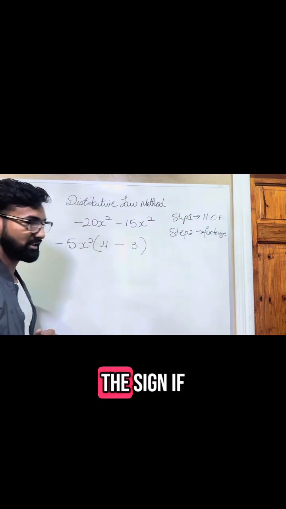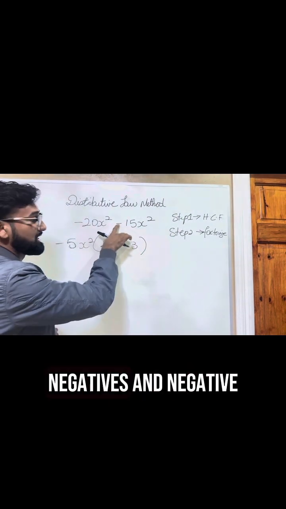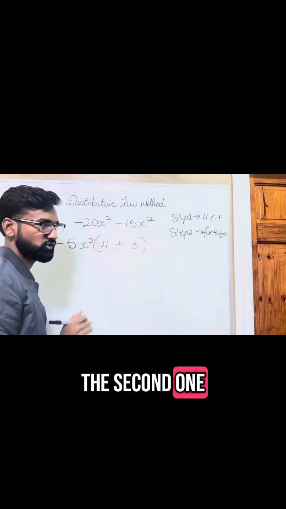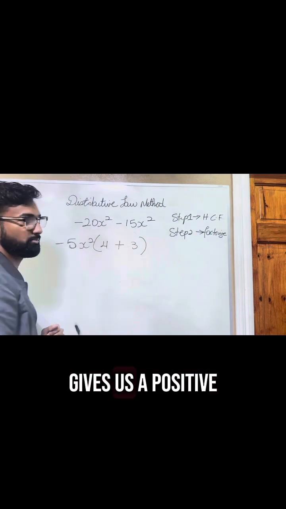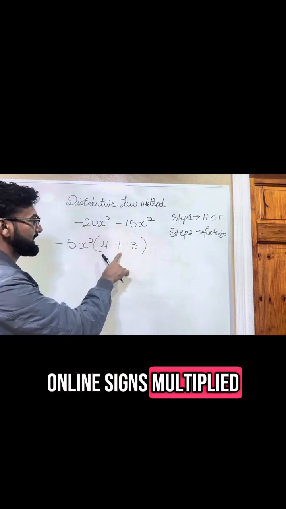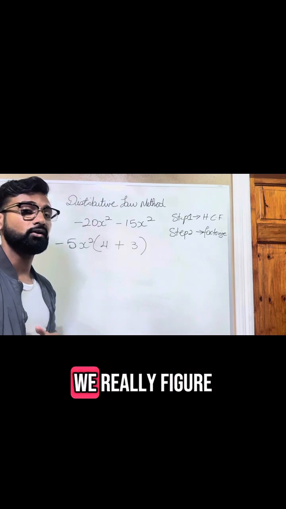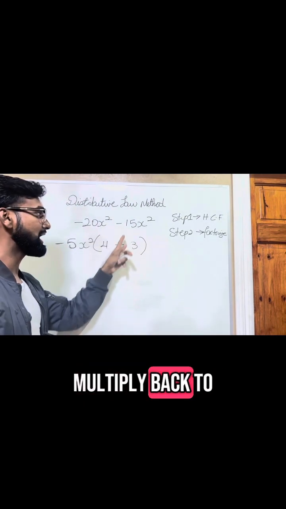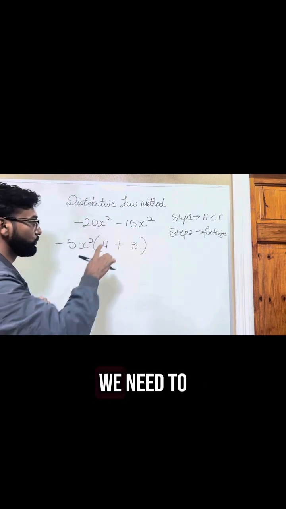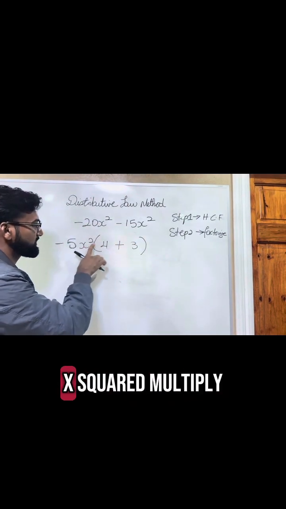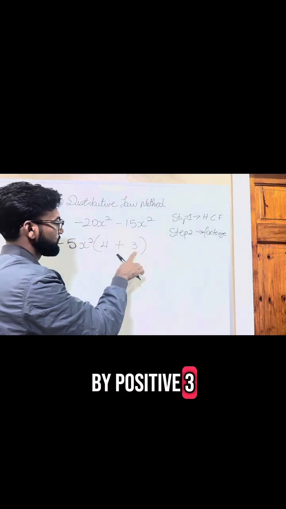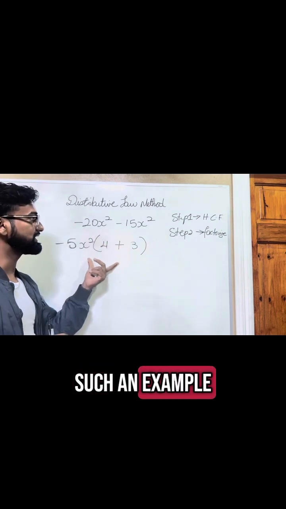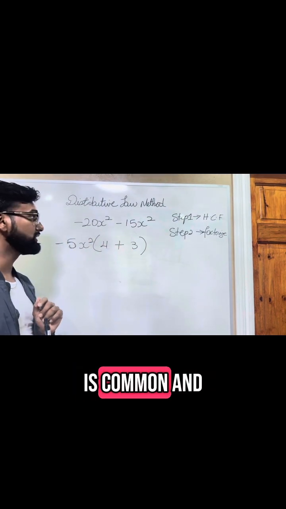Now let's check the sign. Is it a negative times a negative that gives us a negative, or a negative times a positive that gives us a negative? The second one is correct. A negative times a negative gives us a positive in this case. Unlike signs multiplied here give us a negative. So that's where we really figure out at the end that instead of a negative sign that we bring down, which will not multiply back to give us negative 15x squared, we need to have a positive. So negative 5x squared multiplied by positive 3 gives us negative 15x squared. And that's how we solve such an example where we have the minus sign, which is common, and the x squared.